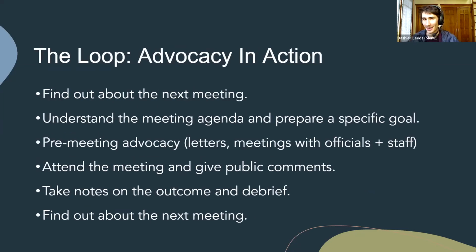So here's the loop that I sort of find myself in as an advocate. I'll find out about a meeting. I'll look at the agenda and understand what I'm going up against. I'll do all the pre-meeting advocacy steps of writing letters, trying to meet with officials and staff to discuss the topic. I'll then attend the meeting, give my public comments. I'll take notes on the outcome and debrief my fellow advocates, and then we find out about the next meeting. And that's generally how we do it.